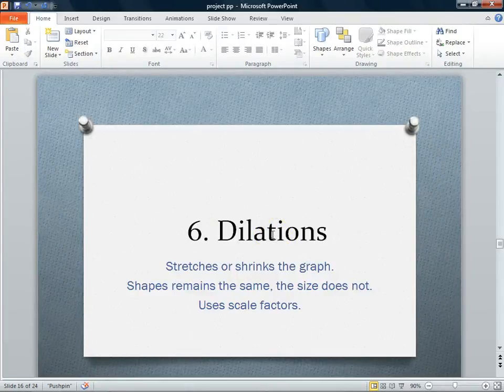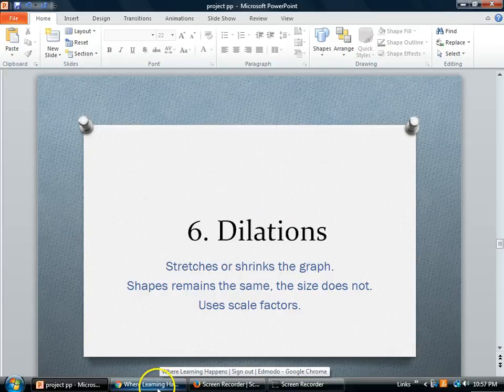Dilations are a very important part of transformational geometry, and we've added a lot of sections on dilations in recent years because as we use transformational geometry to prove bigger ideas, such as similarity, dilations become critical.